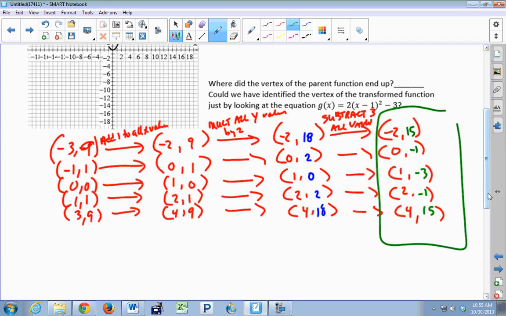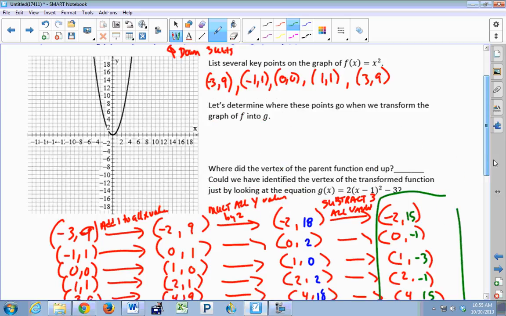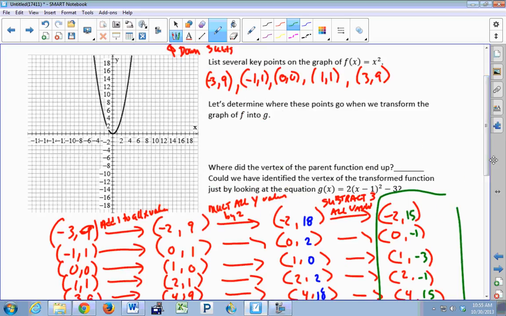So we got -2, 15. So let's plot that. -2, 15. There we go. And 0, -1 is right there. 1, -3 is right there. 2, -1. And 4, 15. Okay. So now I think I've got enough to get a quick sketch of this particular parabola.